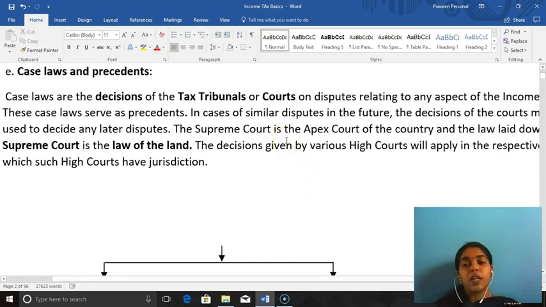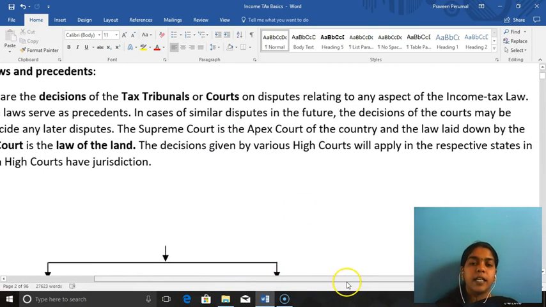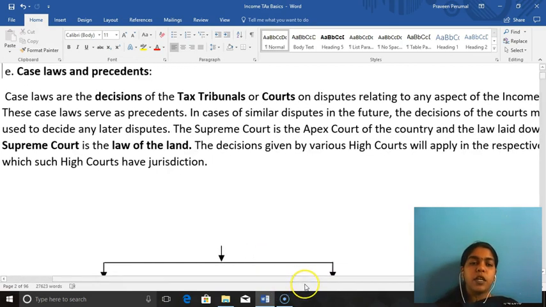The Supreme Court is the apex court of the country, and the law laid down by the Supreme Court is the law of the land. Decisions given by various High Courts will apply in the respective states in which the high courts have jurisdiction. So case laws are the decisions of the tax tribunals or the courts. They are the decided verdicts of the tax tribunals, the High Courts or the Supreme Court, as the case may be, on disputes relating to any income tax issue. These case laws serve as precedents.